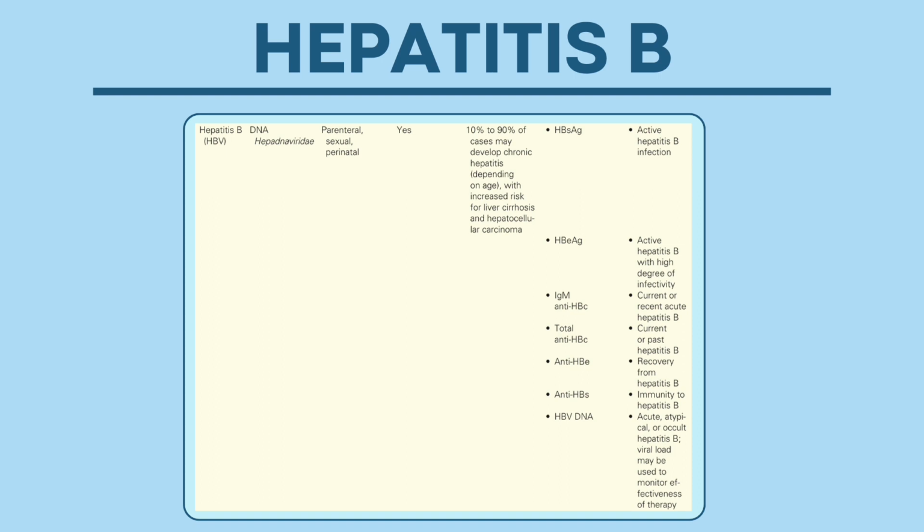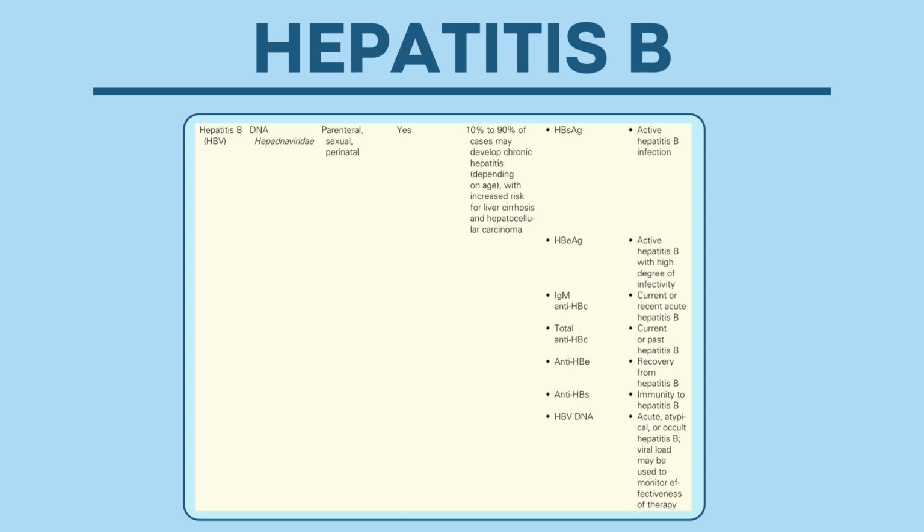Also, it has complications since 10% to 90% of cases may develop chronic hepatitis depending on age, which increases the risk for liver cirrhosis and hepatocellular carcinoma. It has several serological and molecular markers such as hepatitis B surface antigen, hepatitis B E antigen, IgM anti-hepatitis B core antigen, total anti-hepatitis B core antigen, anti-hepatitis B E antigen, anti-hepatitis B surface antigen, and lastly, hepatitis B DNA.